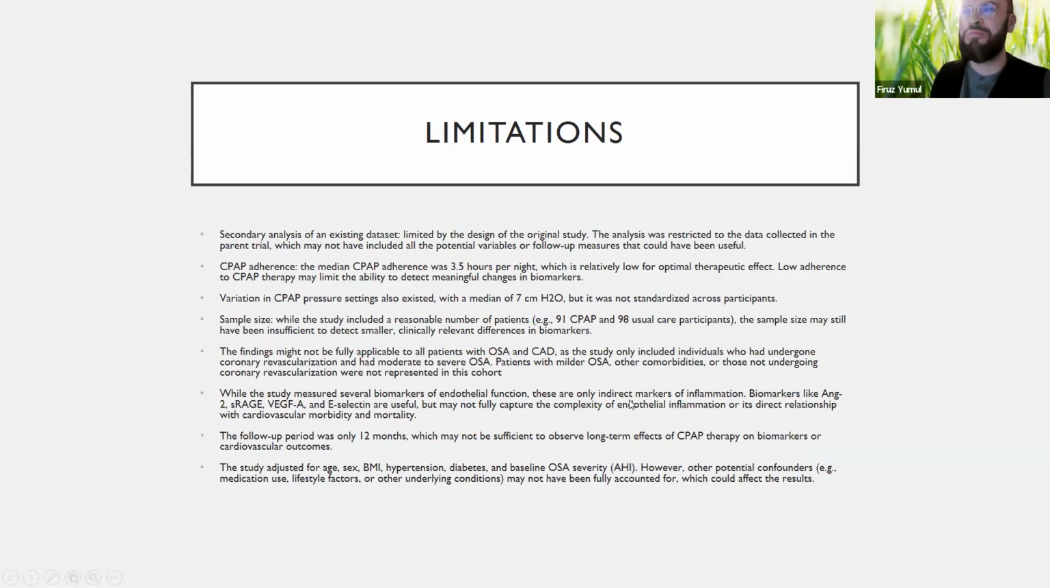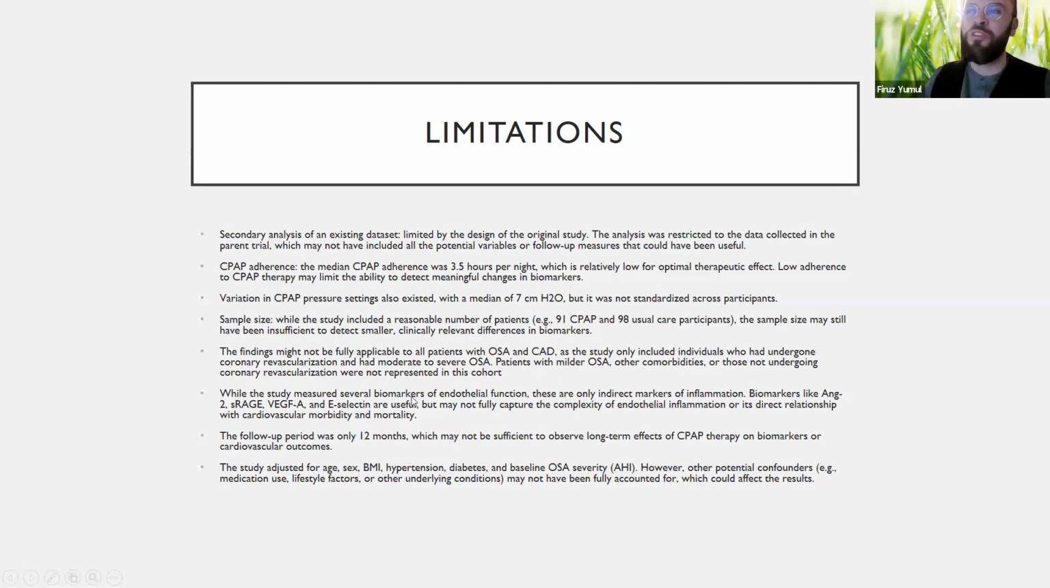The sample size was also quite small, right? We had 91 patients on CPAP and 98 patients receiving usual care. So it might have been insufficient to detect smaller but more clinically relevant differences in the biomarkers. And it's a secondary analysis, so we're kind of relying on existing data, and there might have been limitations in the design of the original study that we're maybe not aware of.